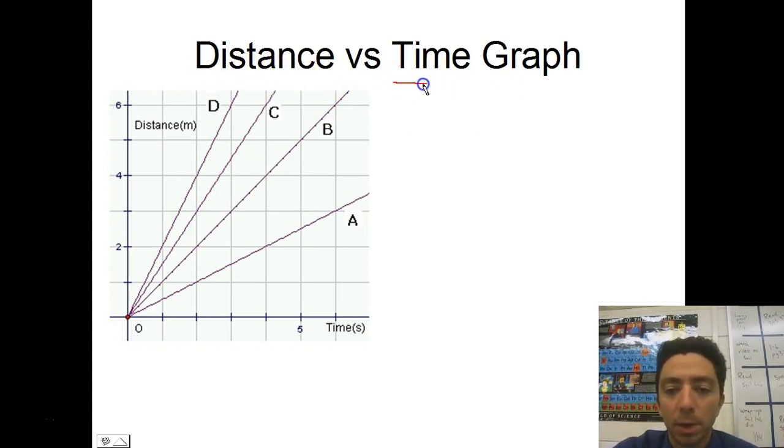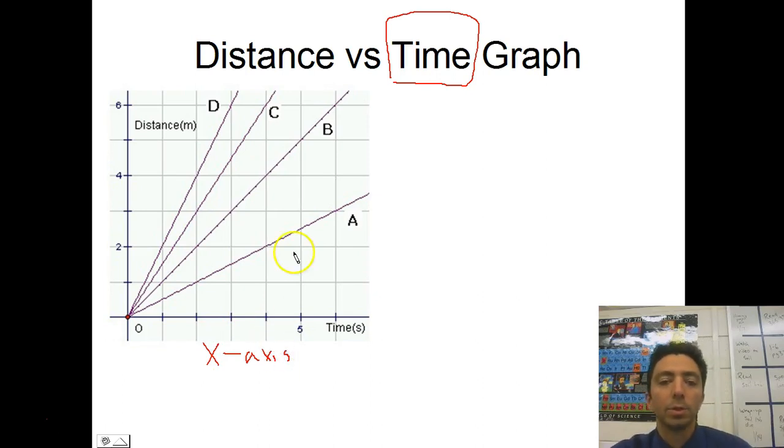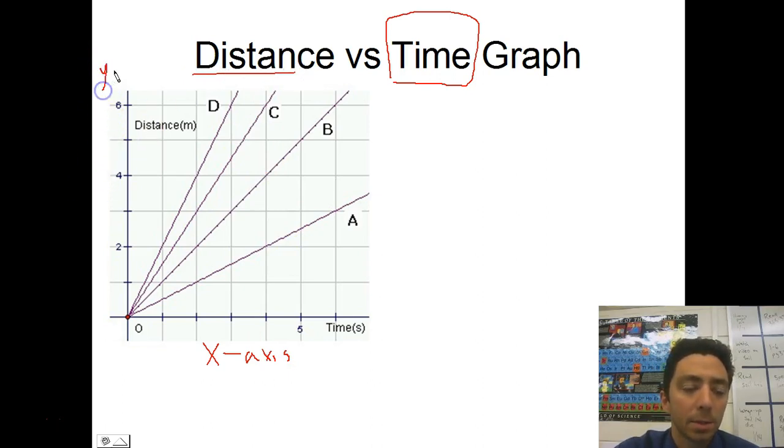And so whenever we're doing these graphs, time is always going to be on the x-axis. It is the independent variable here. The distance traveled depends on how long we've been traveling for. The distance will go on the y-axis always. And so this is a couple different lines here from different sets of data.